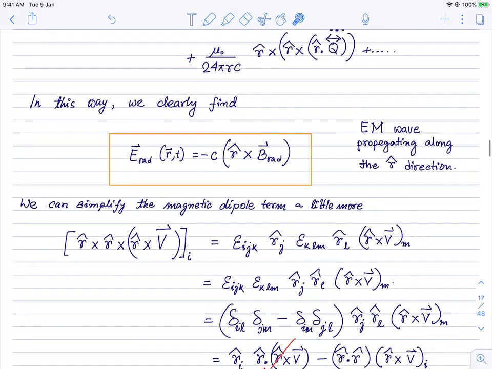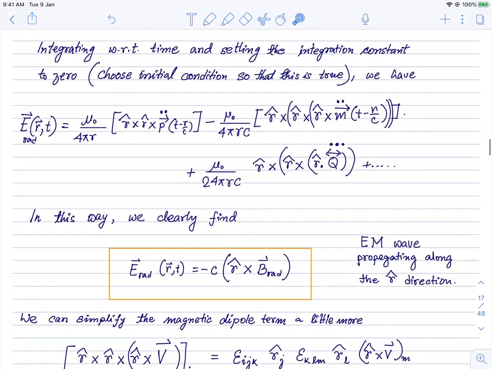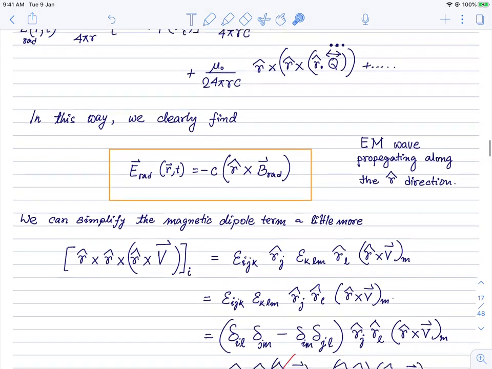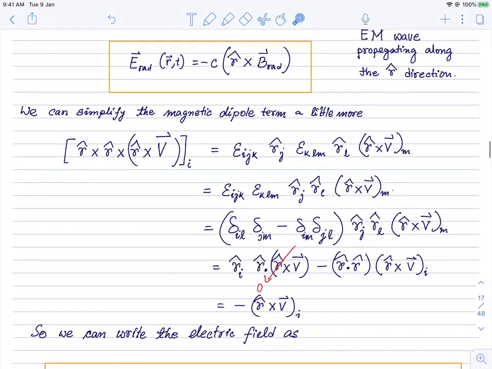Now, of course, there's this one term where there are too many r's here: r hat cross, r hat cross, r hat. Basically we can simplify that. You can use your vector identities if you remember them, but I prefer to do it using the index notation.